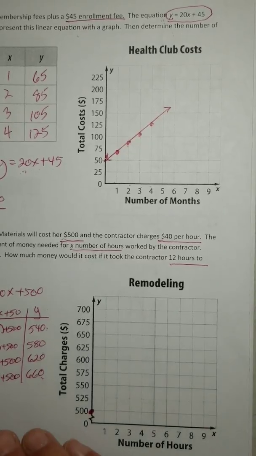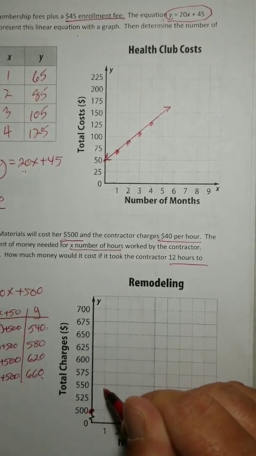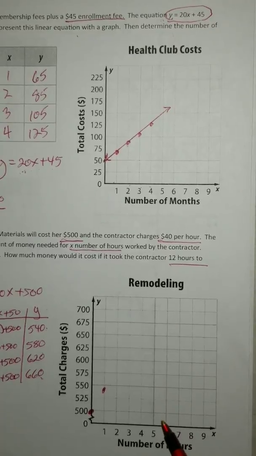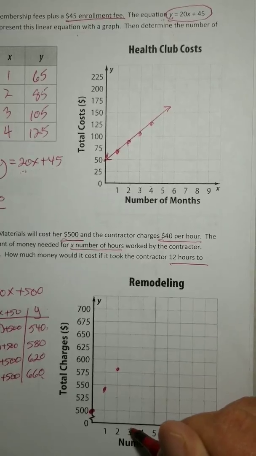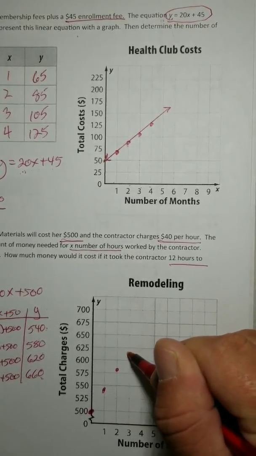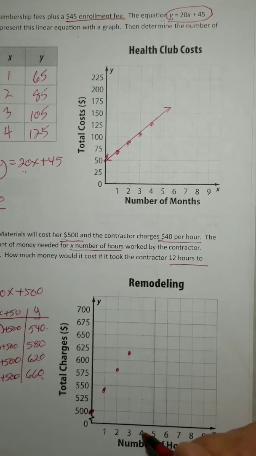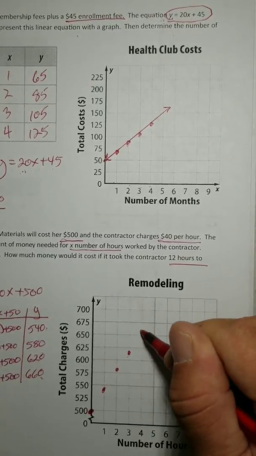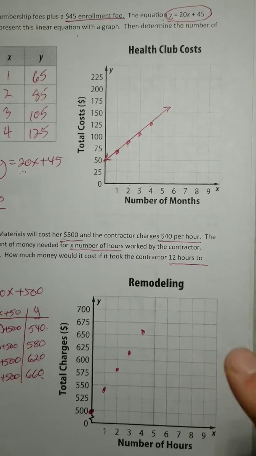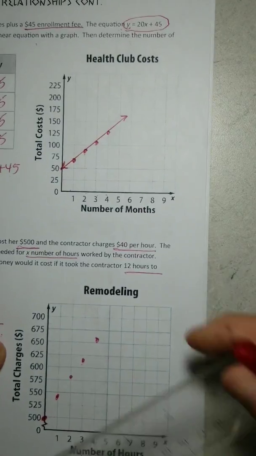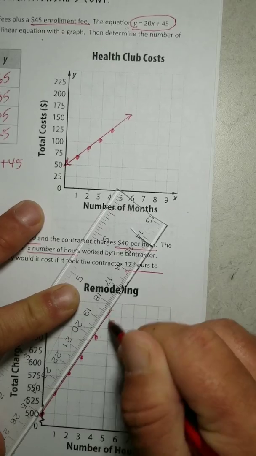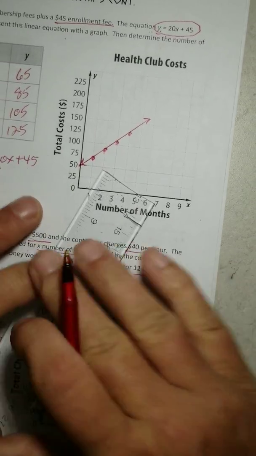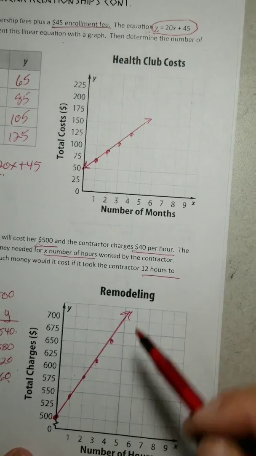Okay, so if I use these points, 1, 540; 2, 580; 3, 620; and then 4, 660. Pick up my ruler. Okay, I can then use my ruler to form a straight line. Therefore, it is linear.